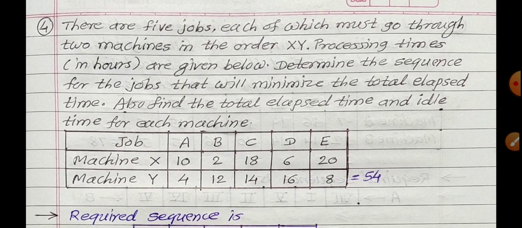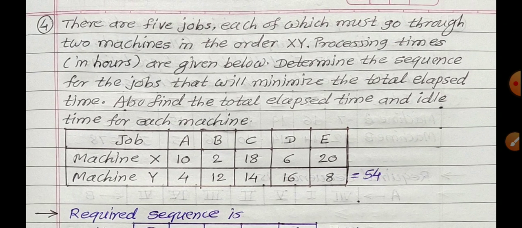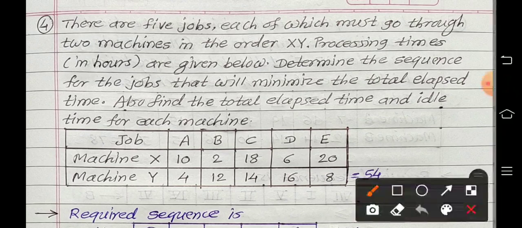Now one more question we solve here. There are 5 jobs, each of which must go through 2 machines in order XY, means X first and then Y. Means X, we find out the sequence. X starts from the left side and Y starts from the right side. That's why the order XY is given here. That is the meaning of this order XY.